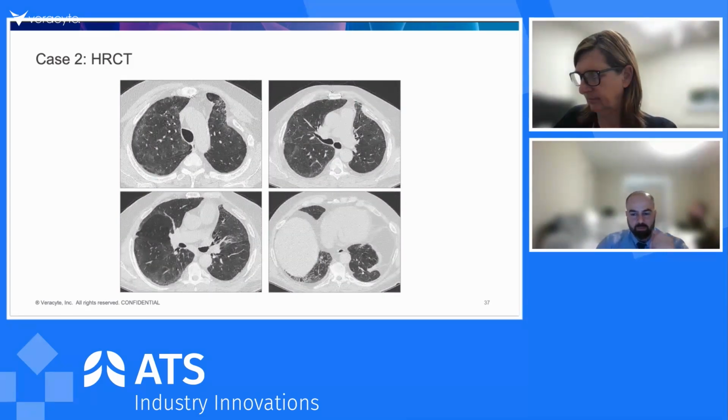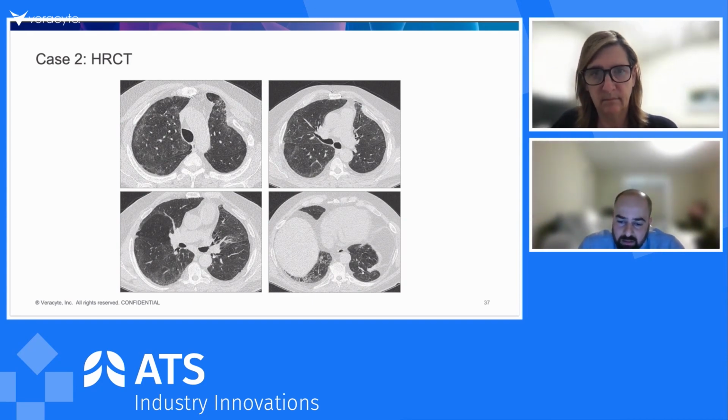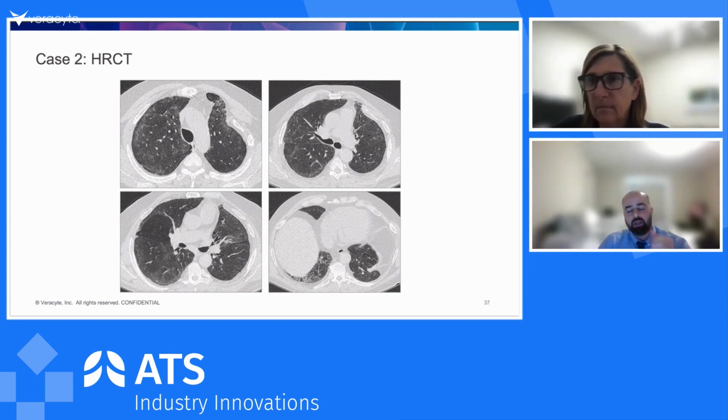Dr. Kheir? Yeah, I think there is some mosaic attenuation here. And probably some mild ground glass opacity as well. I don't appreciate any honeycombing. I can see very minimal traction bronchiectasis. Again, it's only 4 slides, but that's what I can illustrate from these slides, and some minimal reticulation at the bases of the lungs as well.